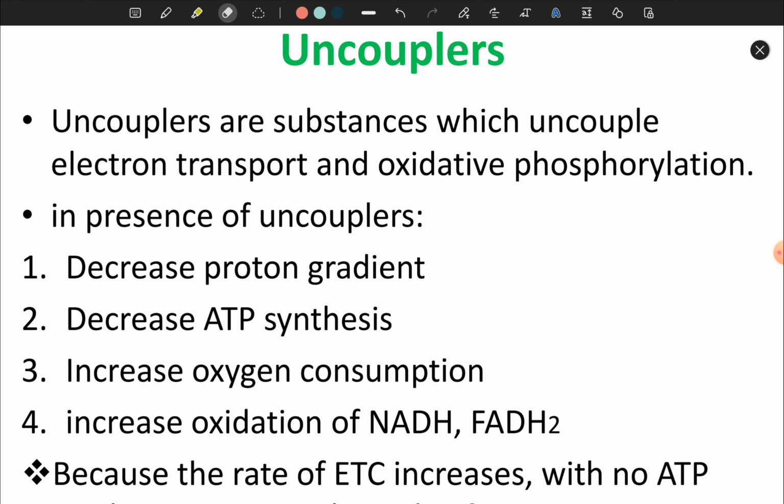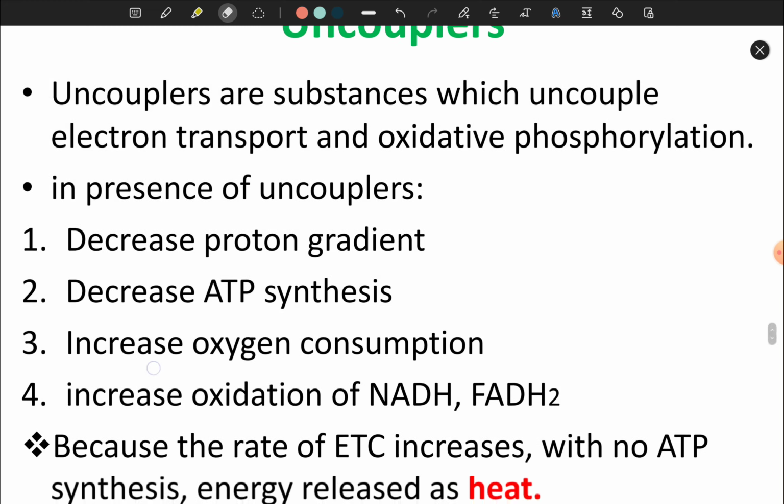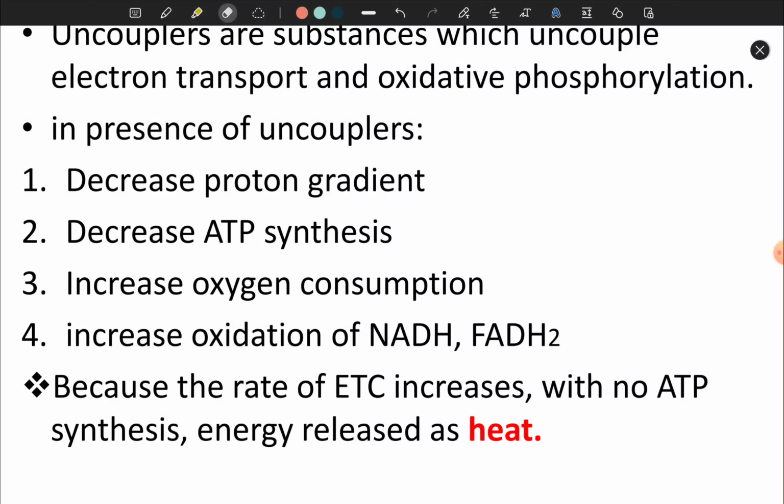Decreased ATP synthesis, of course, because it will separate the two pathways. Increased oxygen consumption. Why? Because electrons are still flowing, so we still need oxygen for these electrons. And there will be increased oxidation of NADH and FADH2. So there will be a decrease in the amount of NADH and FADH2 intracellularly.